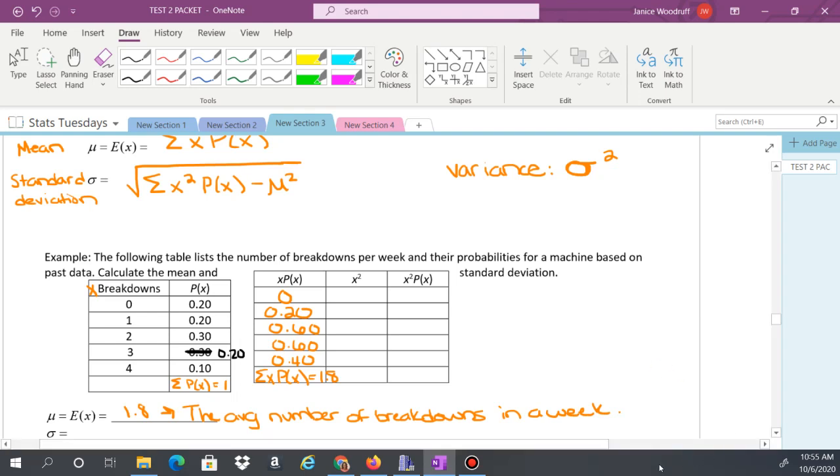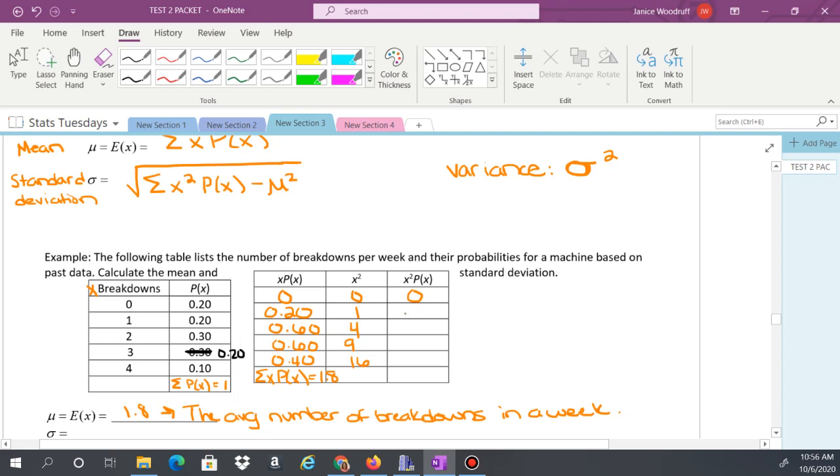We are going to need X squared, and X squared times P of X. So X squared is just this column squared. So 0 squared is 0, 1 squared is 1, 2 squared is 4, 3 squared is 9, and 4 squared is 16. And then it's x squared times p of x. So it's this column here times the p of x. So 0 times 0.2 is 0.